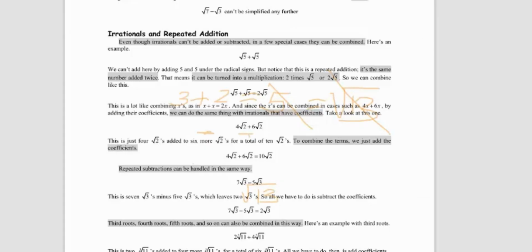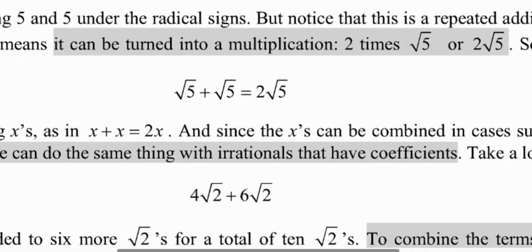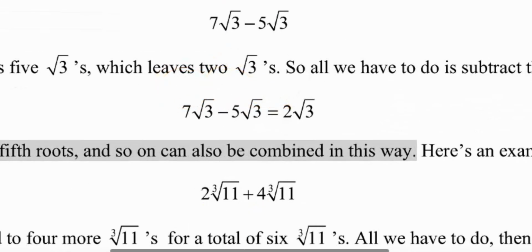But if we look at this one, we have square root of 5 plus square root of 5. These match, so we could treat them like terms. We could say I have 2 square roots of 5. Because these match, I can treat them like terms. So I have 10 square root of 2. Same with subtraction. Because what is inside the radical matches, we can just subtract them, treat them like terms.